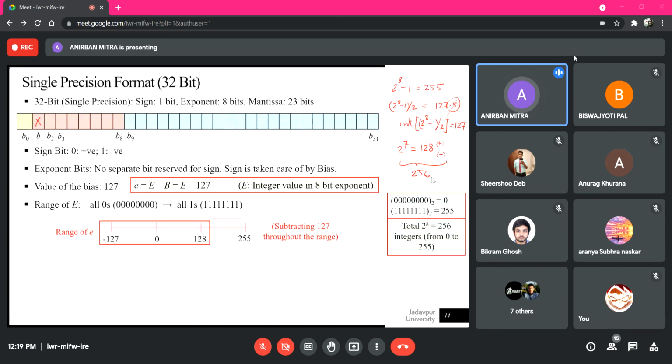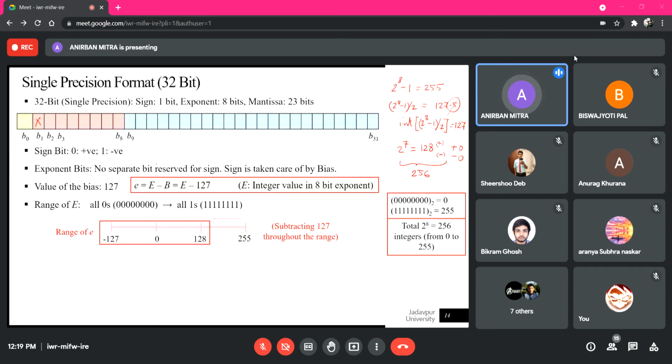Means if I had gone for a sign bit followed by 7 bits for the exponent, I could have represented 256 of them. Here also I can represent 256. So where is the difference? Why should I go for this biased exponent? The problem in this representation, that means signed representation, is that there would be a plus 0 and there is a minus 0.